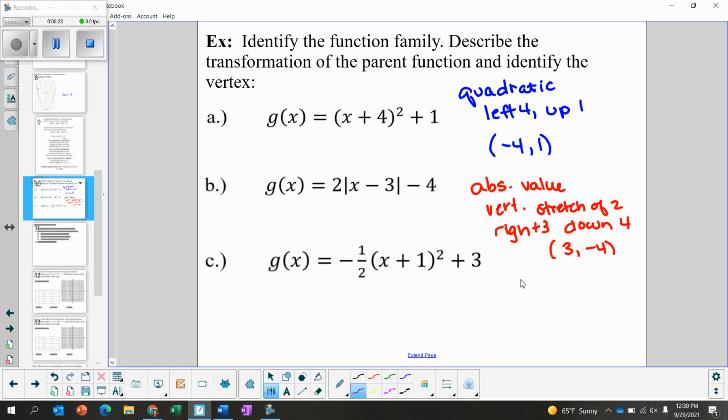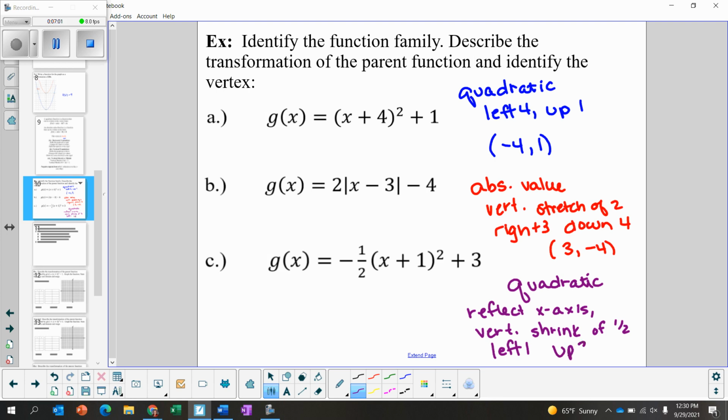All right, my last one has the squared, so this is another quadratic. The negative is a reflection over the x-axis. 1/2 is a vertical shrink of 1/2. Then the +1 is really left 1, and the +3 is up 3. So my vertex is -1, +3.